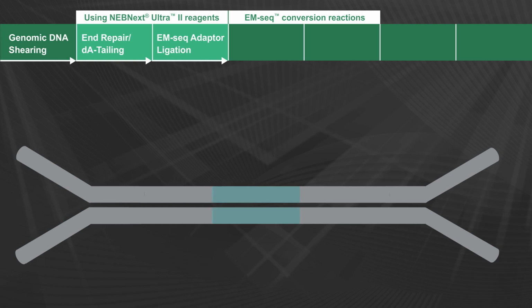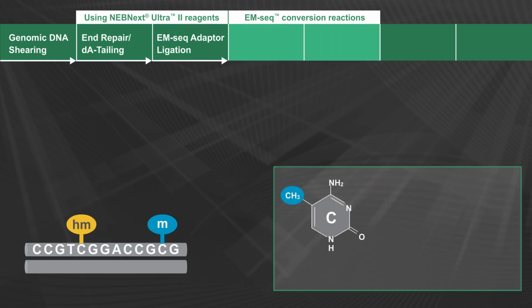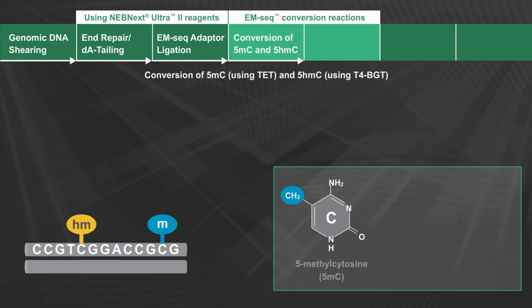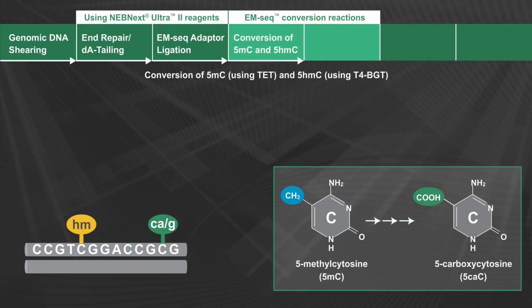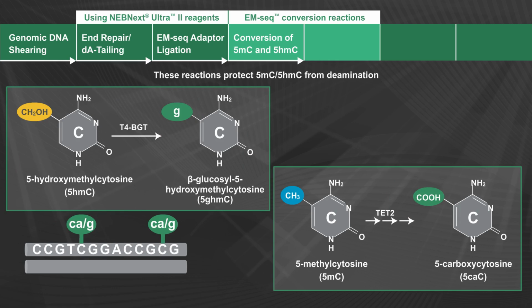The EM-seq conversion reaction is a two-step process. The first enzymatic step involves the oxidation of 5-methylcytosine to 5-carboxycytosine using TET2 and the glucosylation of 5-hydroxymethylcytosine using T4-BGT. These reactions protect these bases from deamination in the next step.